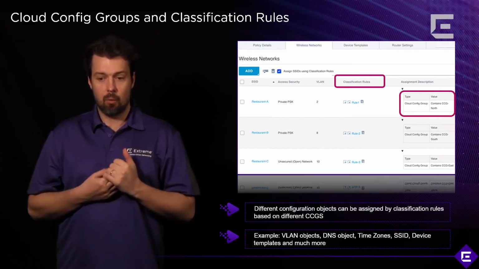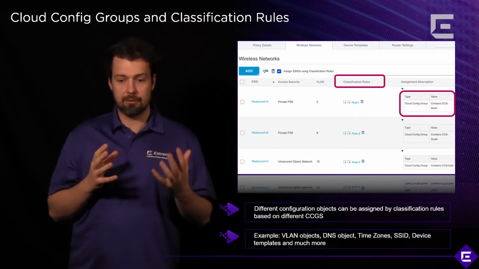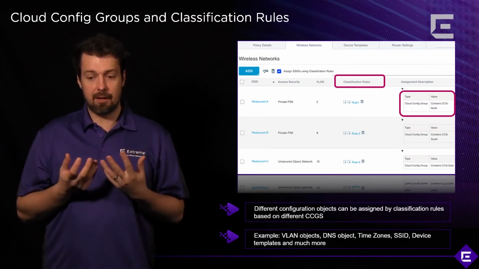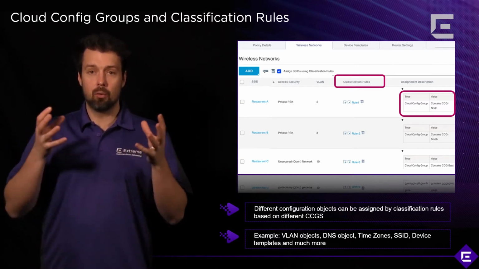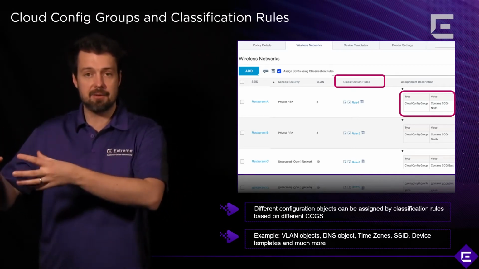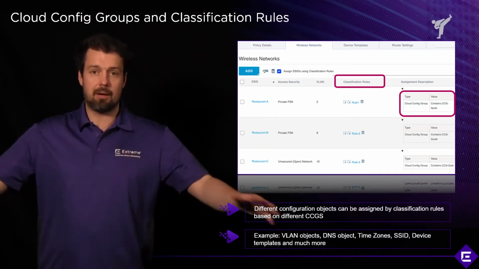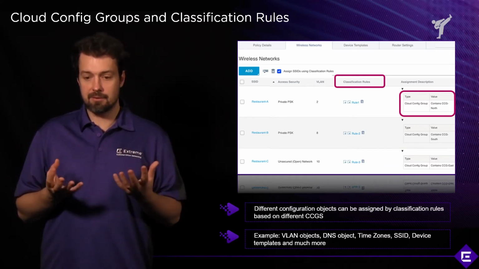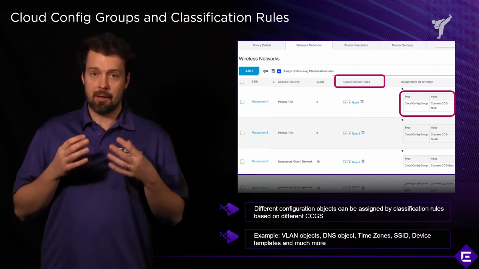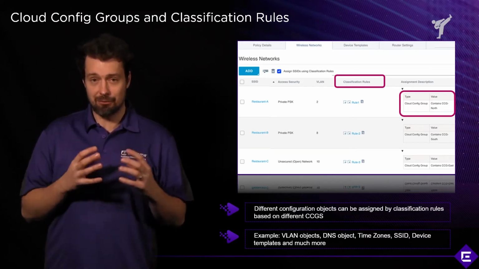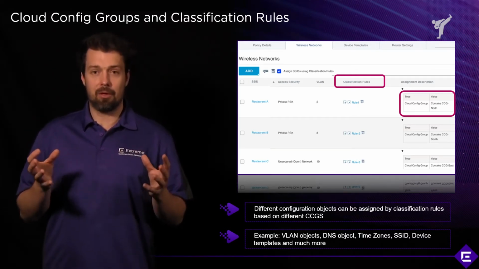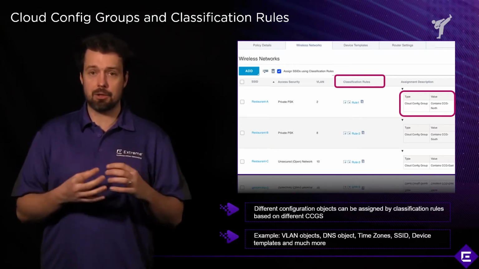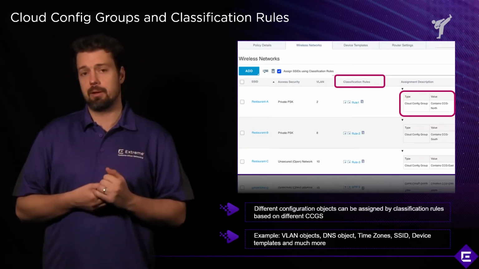So on the screen, what you see is we have a cloud config group with multiple SSIDs, and the SSIDs are assigned based on which cloud config group the access point belongs to, and then that builds out the configuration for you. And this gives you the capability of creating very complex sets of configuration really quickly without having to ponder too much on how the different locations or different types of deployments are going to interplay with one another.